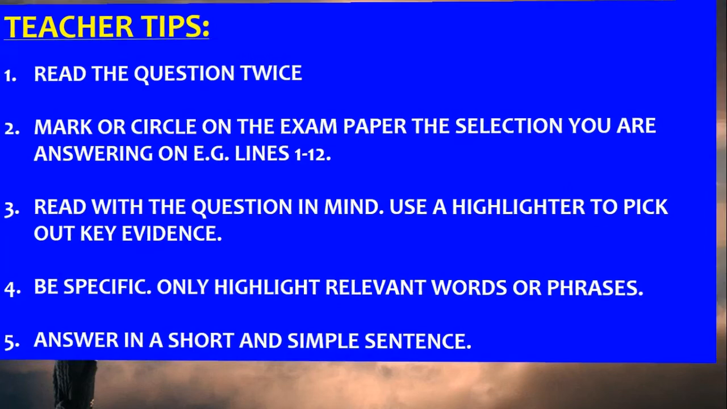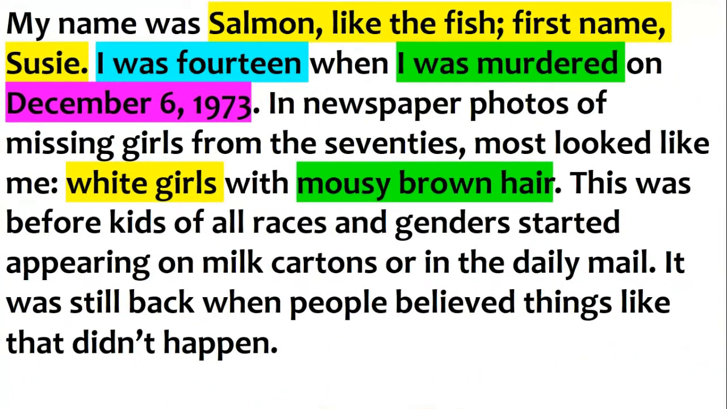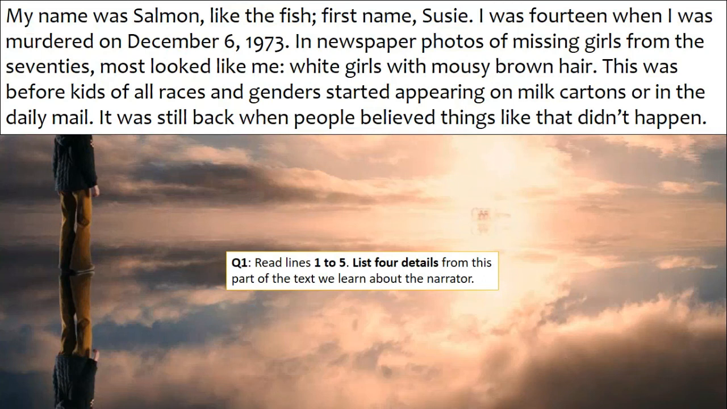So if I had my highlighter, the things I would have highlighted were, we find out her name, Susie Salmon. We find out that she was 14 when she died. We also find out she was murdered. We also find out the date she was murdered. We find out that she was a white girl, and we find out that she had mousy brown hair. Everything after that we don't really need to know or mention because it's not about her. She talks about things in general. The stuff before that where I've highlighted is just about her.